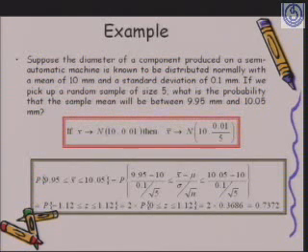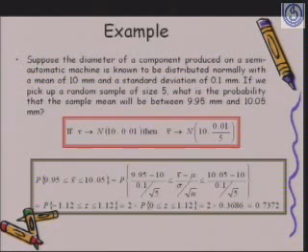Now let us take an example of sampling distribution. I'll read the question for you: suppose the diameter of a component produced on a semi-automatic machine is known to be distributed normally with a mean of 10 millimeter and a standard deviation of 0.1 millimeter. If we pick up a random sample of size 5, what is the probability that the sample mean will be between 9.95 and 10.05?